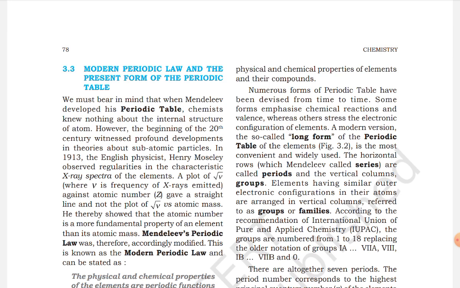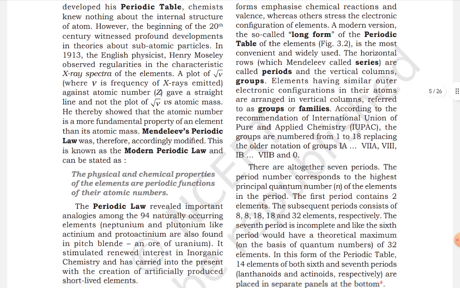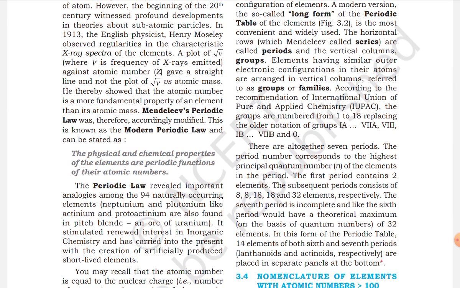Numerous forms of periodic table have been devised from time to time. Some forms emphasize chemical reaction and valency, whereas others stress the electronic configuration of elements. A modern version, the so-called long form of the periodic table of elements, figure 3.2, is the most convenient and widely used. The horizontal rows, which Mendeleev called series, are called periods, and the vertical columns, groups. Elements having similar outer electronic configuration in their atoms are arranged in vertical columns referred to as groups or families.